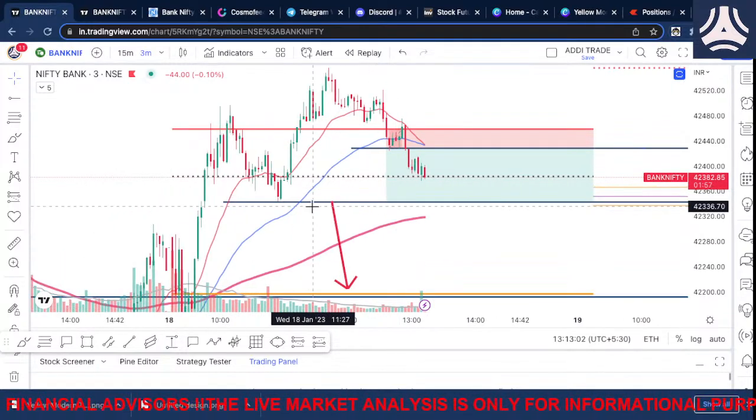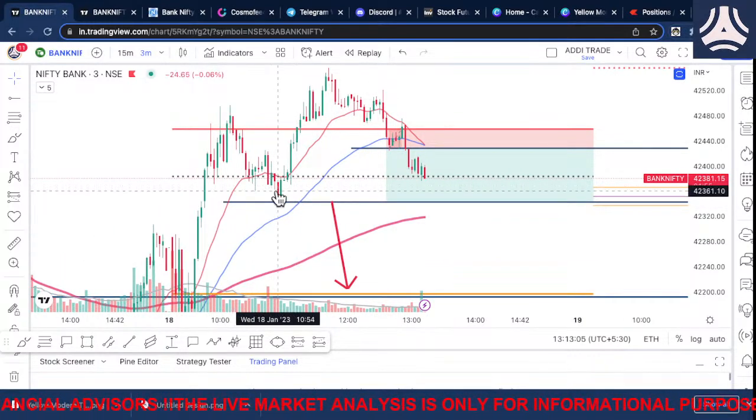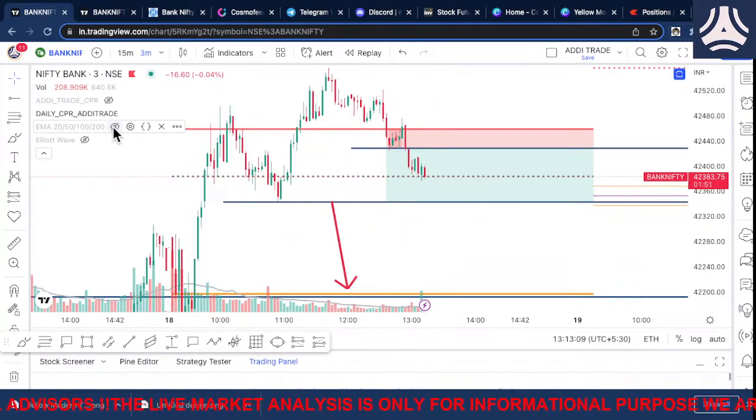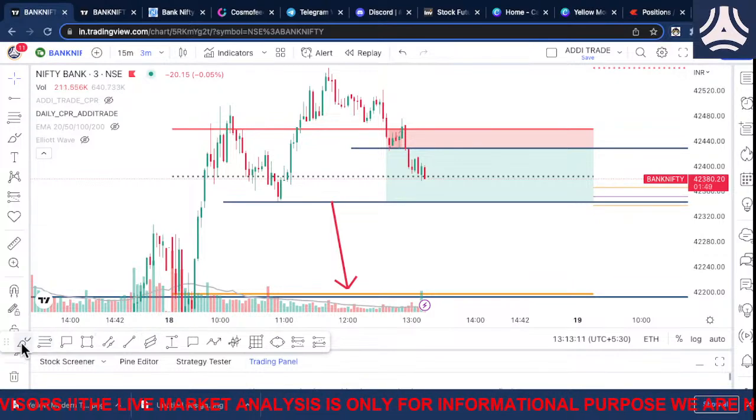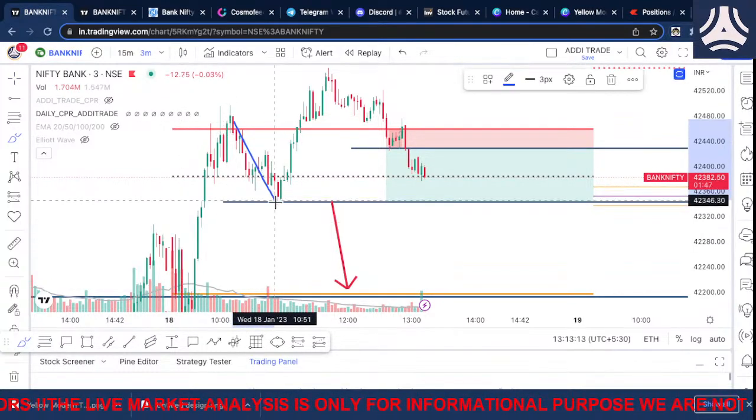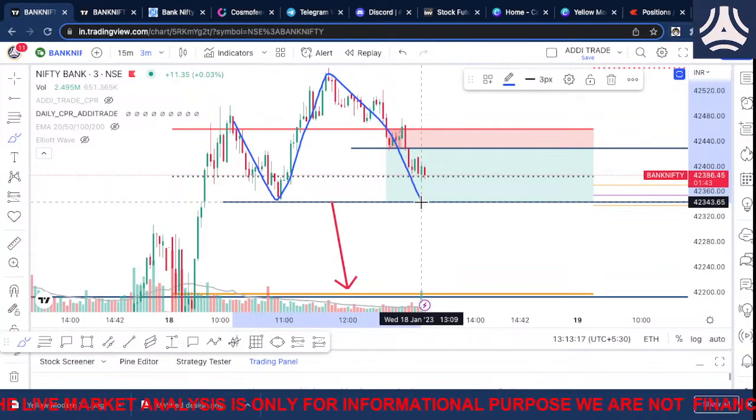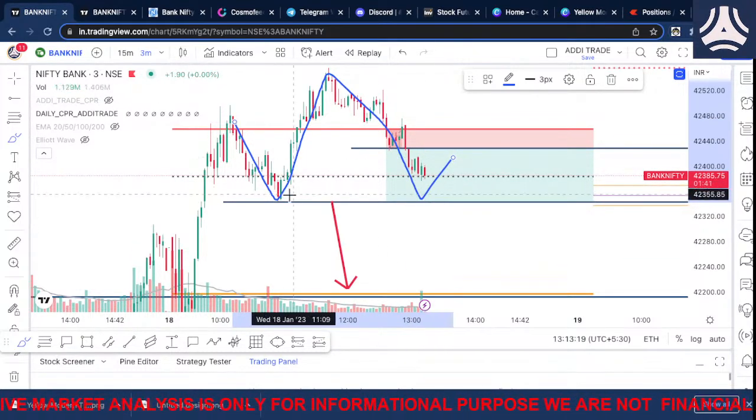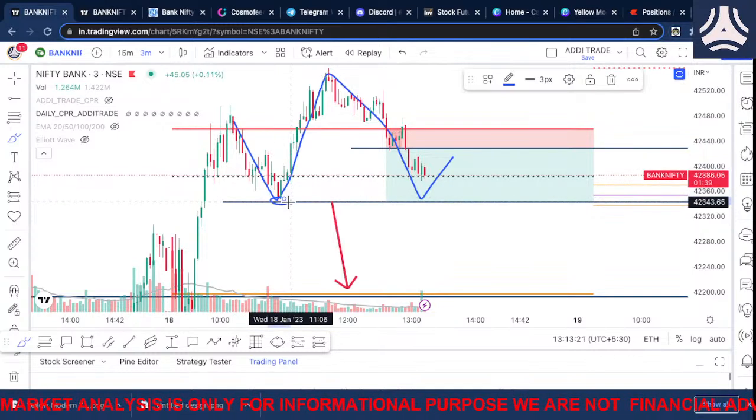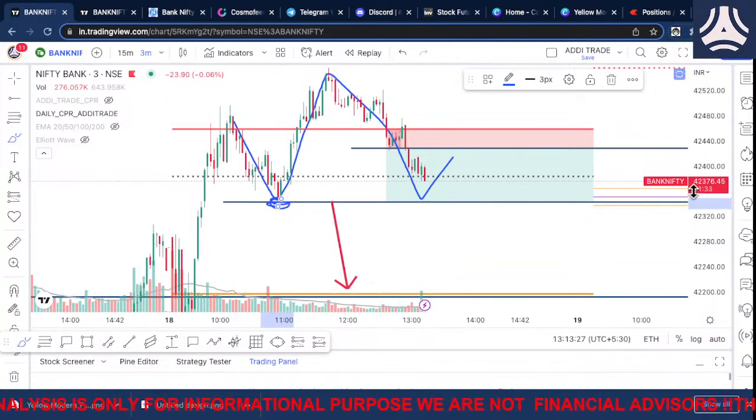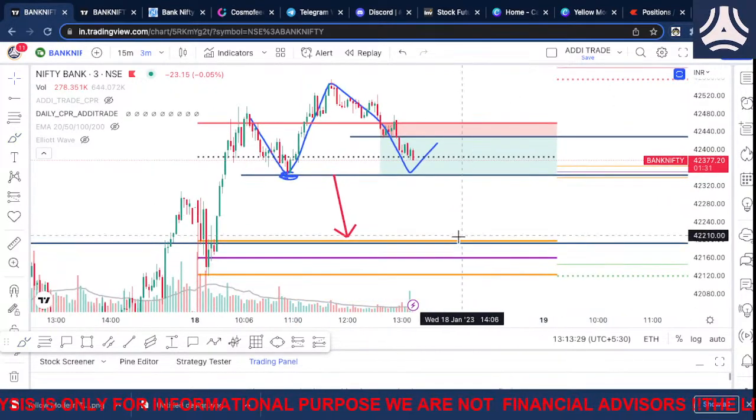Now what is this target? The first target is not simply this recent swing low. To keep the charts clean, I'll just put off the EMAs for now. See, the market went up, came down from this swing low, we went up. Right now we are coming down. There can be some bounce from here again. A lot of buyers would still be waiting for this level. But if this low breaks, we could go until the daily CPR.